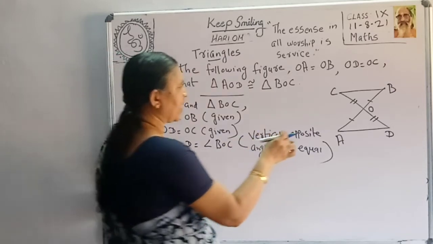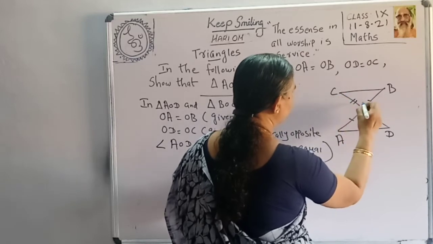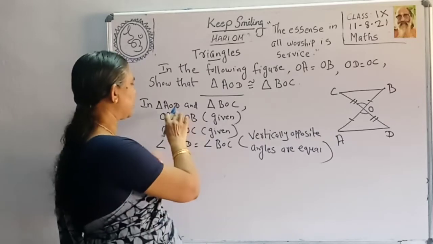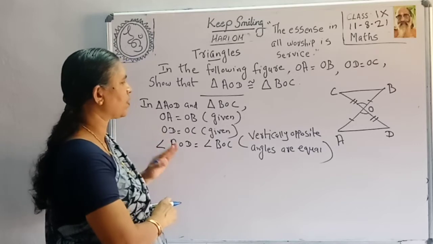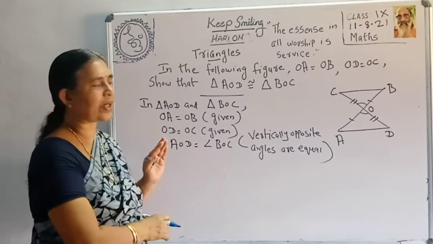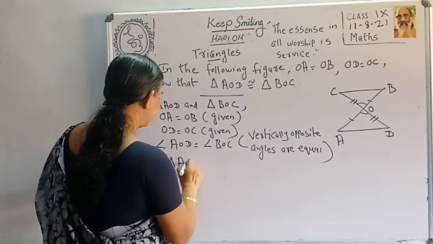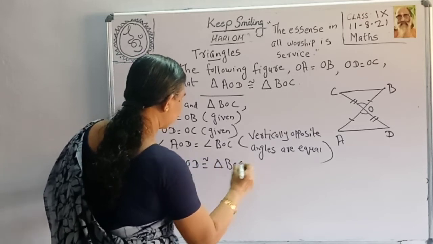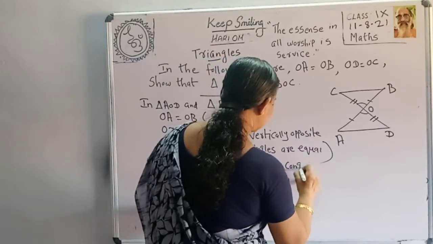Here, two sides and the included angle is this. Here also the two sides and included angle is this. Then two sides and the included angle of this first triangle AOD is equal to the two sides and the included angle of the other triangle. Therefore, by which congruence rule are these triangles congruent? By SAS congruence rule these two triangles are congruent. Therefore, we can say triangle AOD is congruent to triangle BOC by SAS congruence rule.